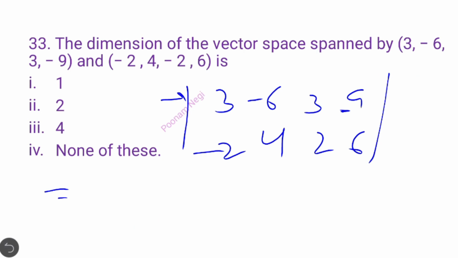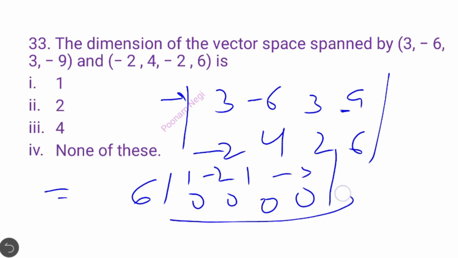We have 6 into (1, -2, 1, -3) and the other rows 0, 0, 0, 0. The number of non-zero rows in this matrix is 1. That's why the dimension of this vector space is 1. This is the simplest method: write the given vectors in matrix form and try to reduce it. The number of non-zero rows will be the dimension of that particular vector space.